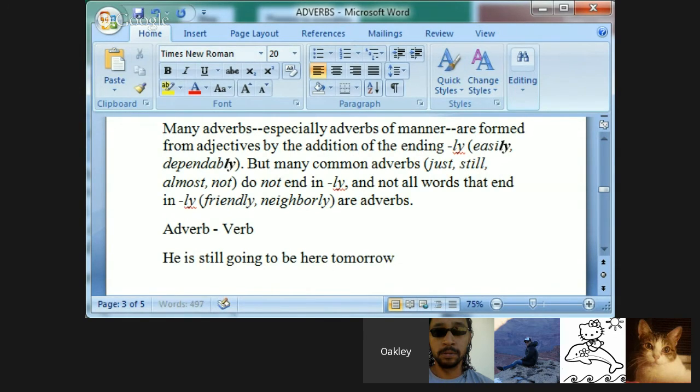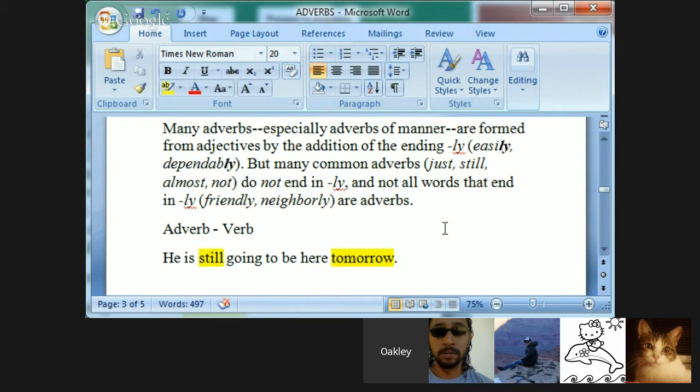You just can't stop with the adverbs, can you? Okay, Constantine, you're testing me. I'm going to test you. Where are your adverbs here? Which words are the adverbs? Still. Yep. Very good. And tomorrow is an adverb. Yes, it is.